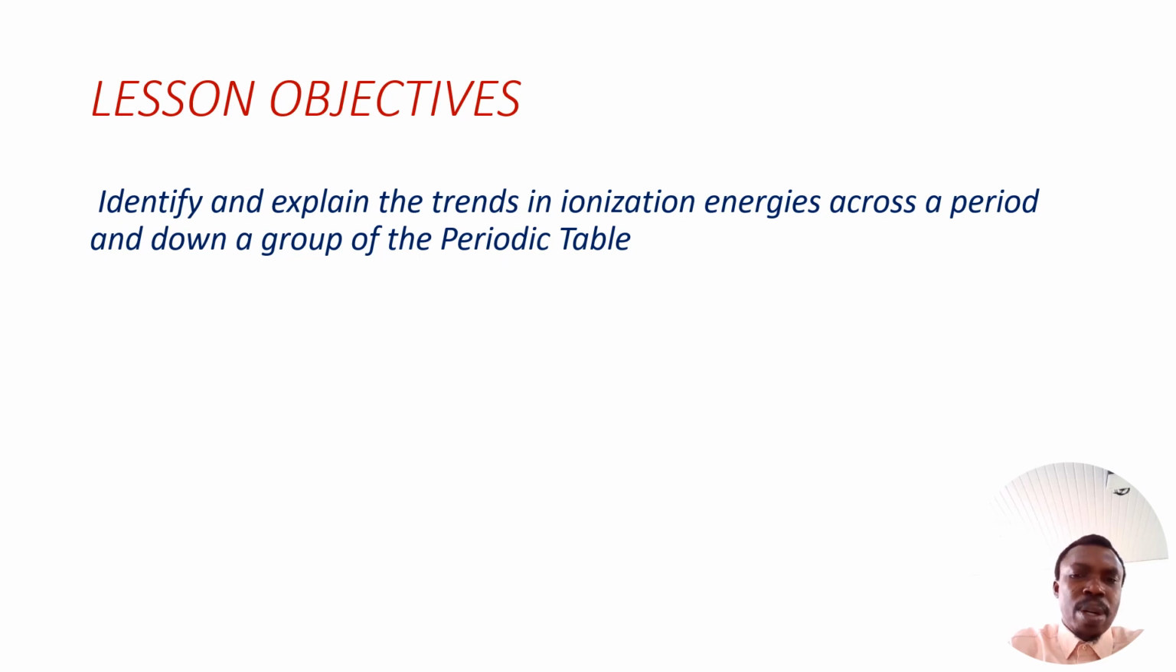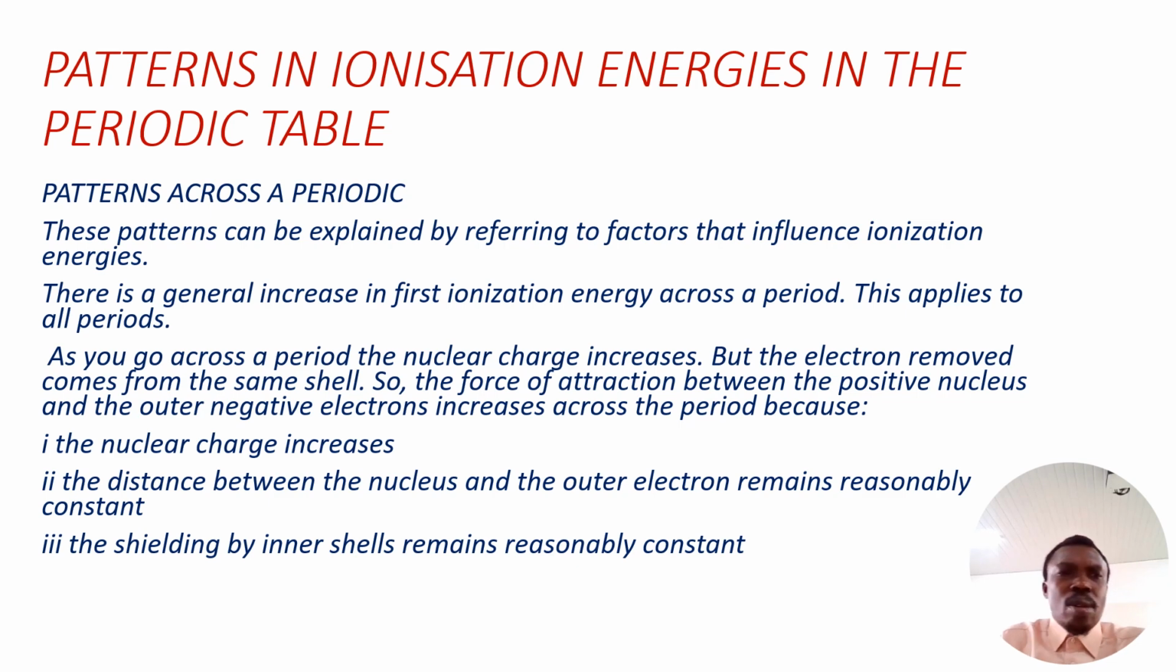As you go across the period and down the group, we want to see the trend or the changes that take place in the first ionization energies of the elements. So we want to look at patterns in ionization energies in the periodic table, starting with the trend in ionization energy as you go across a period.